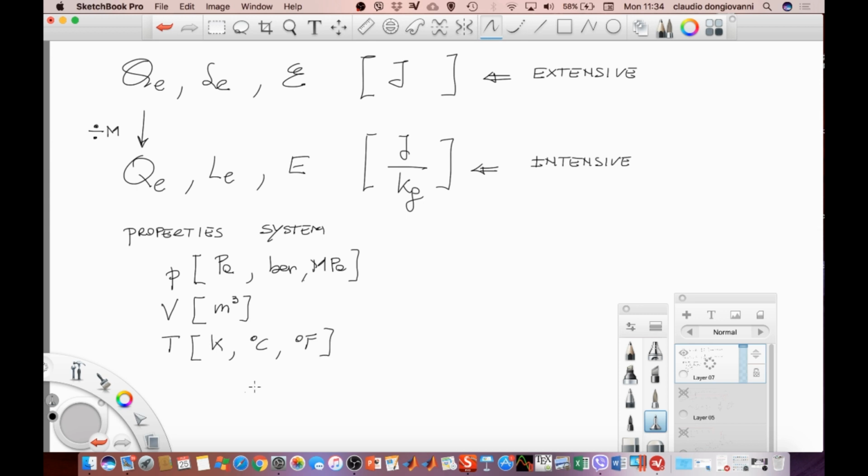Other properties? Constant? But a property cannot be a constant. It's a property, it changes. A constant is a constant. Sorry? No, there are 1,000. Other properties? Mass? Mass. Other properties? Density. Unit of measurement?